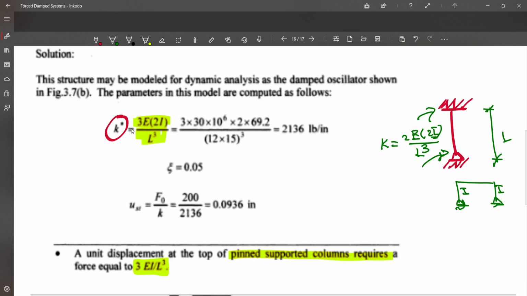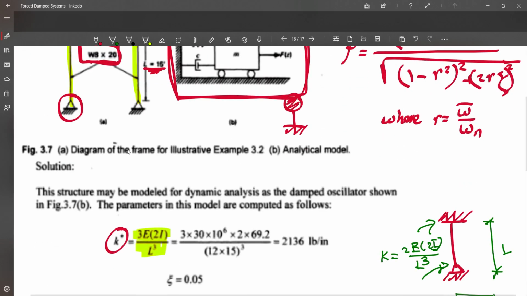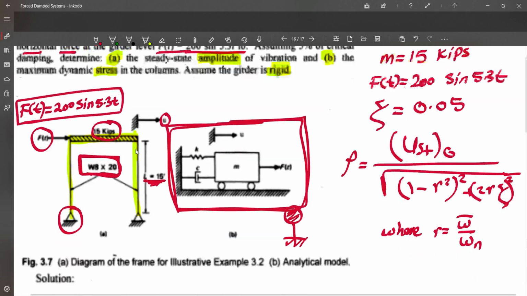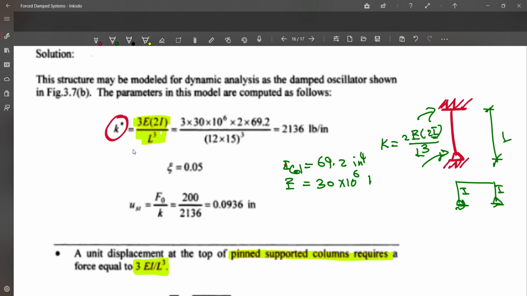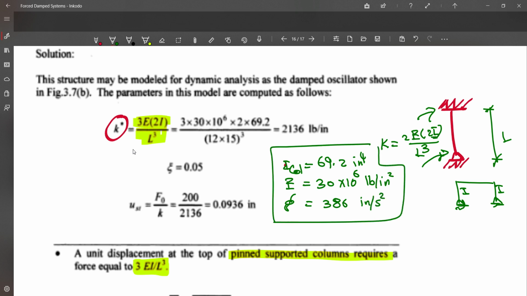When we substitute everything here, E is supposedly known for us. Actually everything is going to be known. For example, I of the column is given as 69.2 inch to the power 4, and Young's modulus for steel we know is 30 by 10 to the power 6 pounds per inch squared, and the gravitational acceleration equals 386 inch per second squared. This is information that is supposedly known for us.